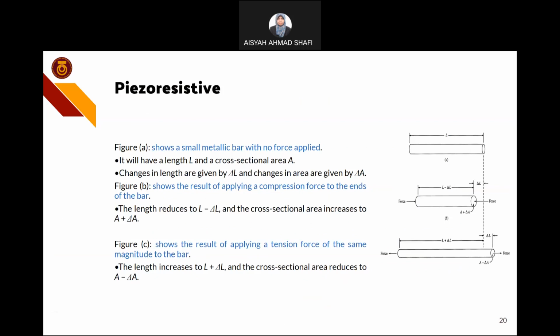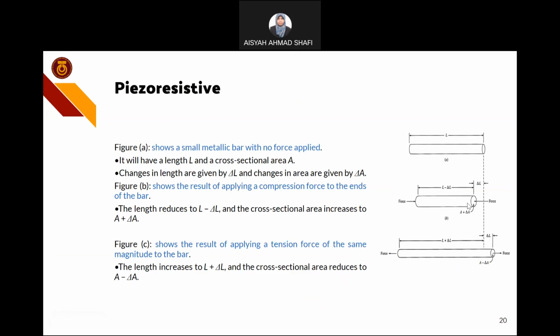Okay, so as shown in the figure, figure A shows a small metallic bar with no force applied. It will have a length of L and a cross section of A. So when it's changed, the changes in length are given by delta L, and changes in area are given by delta A.